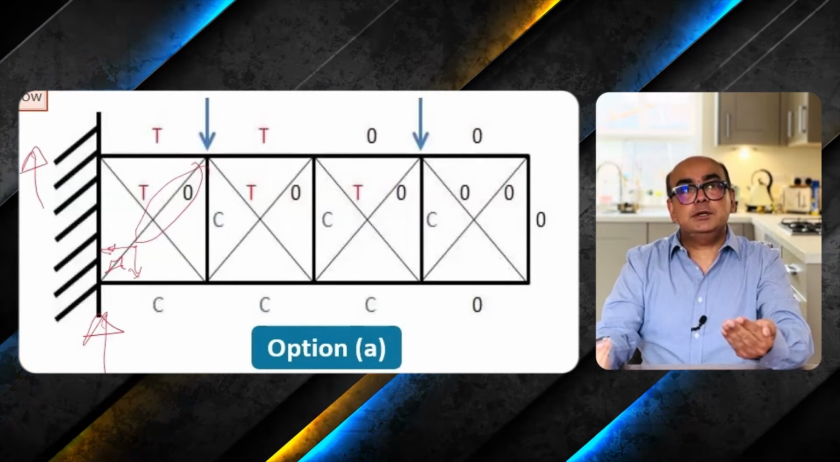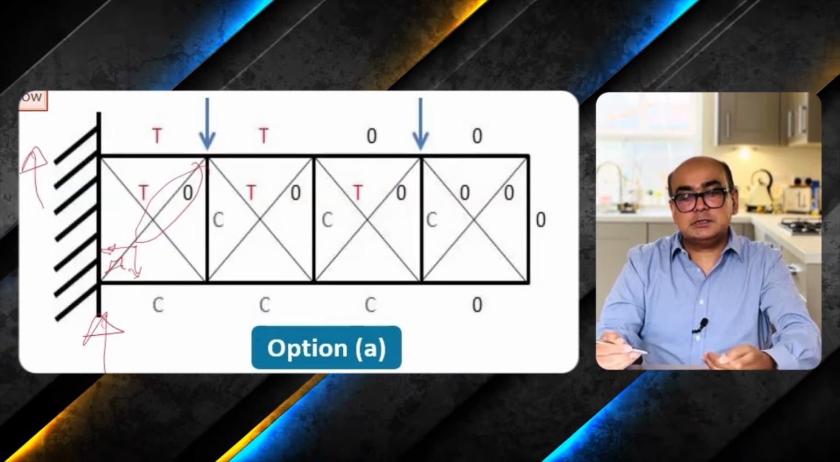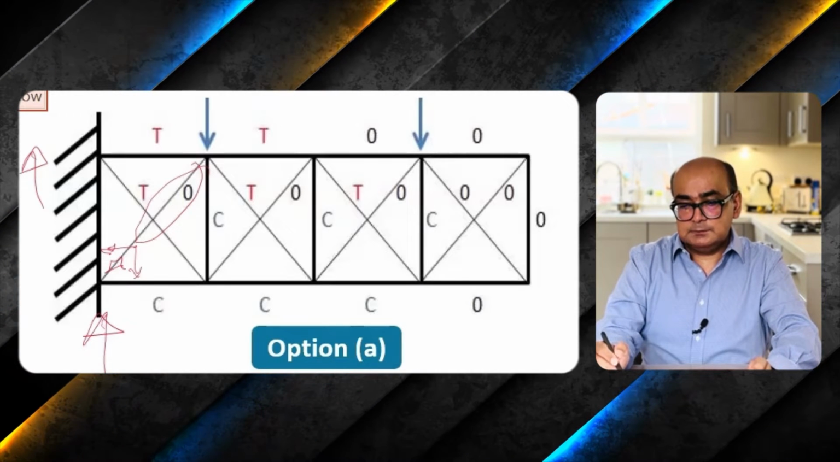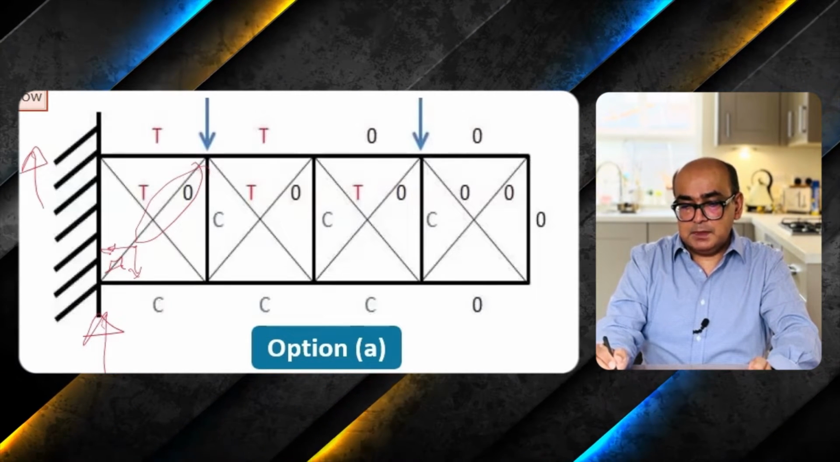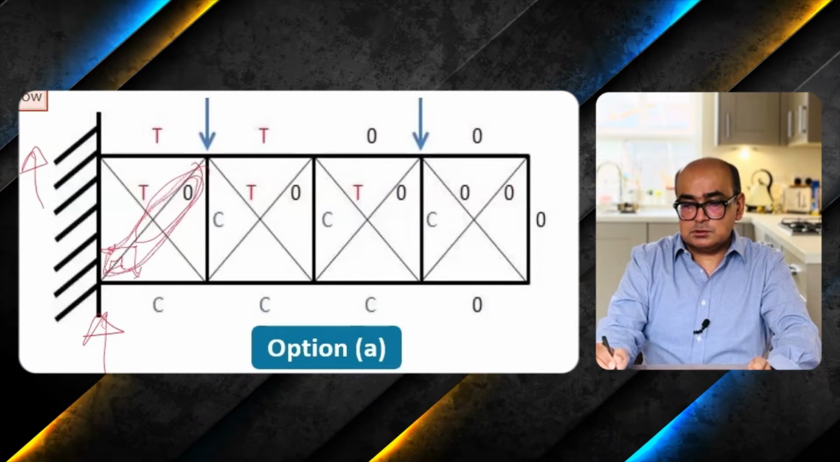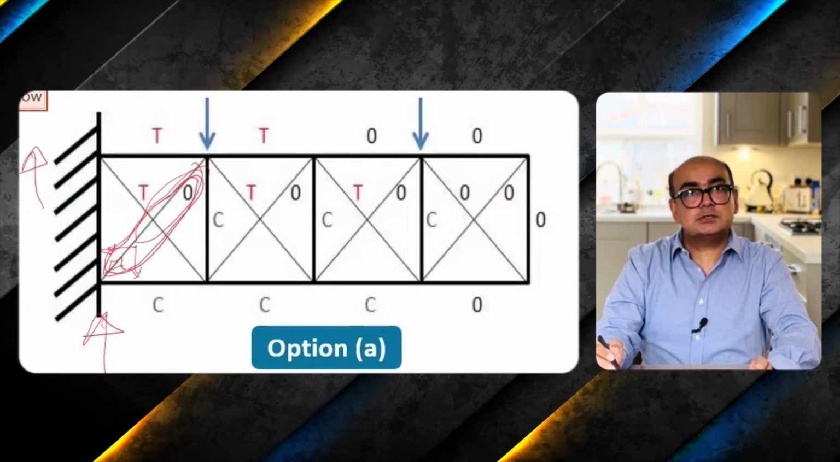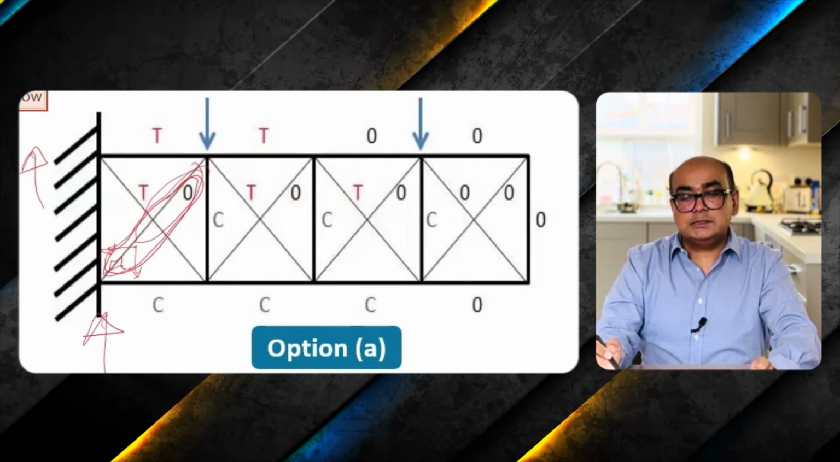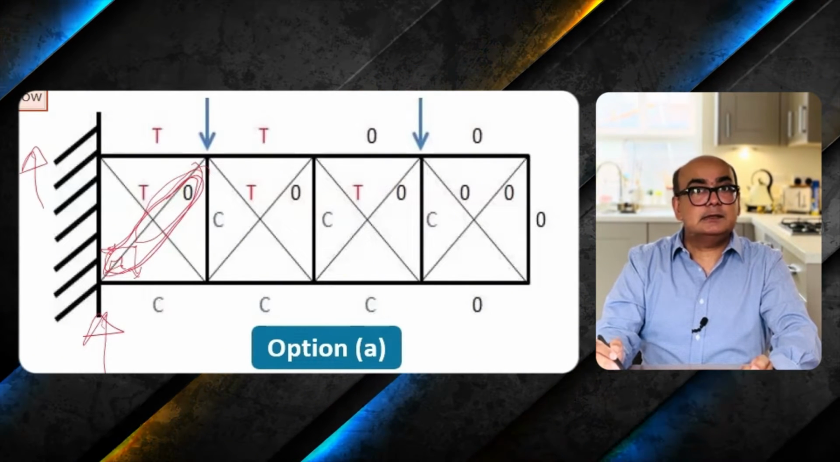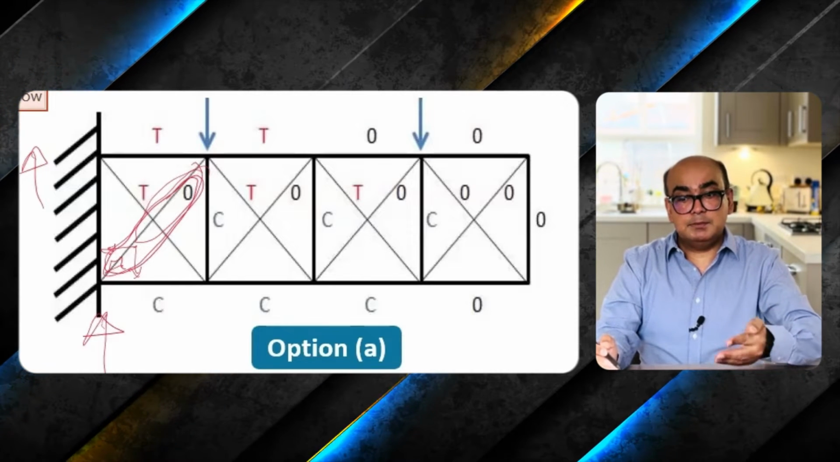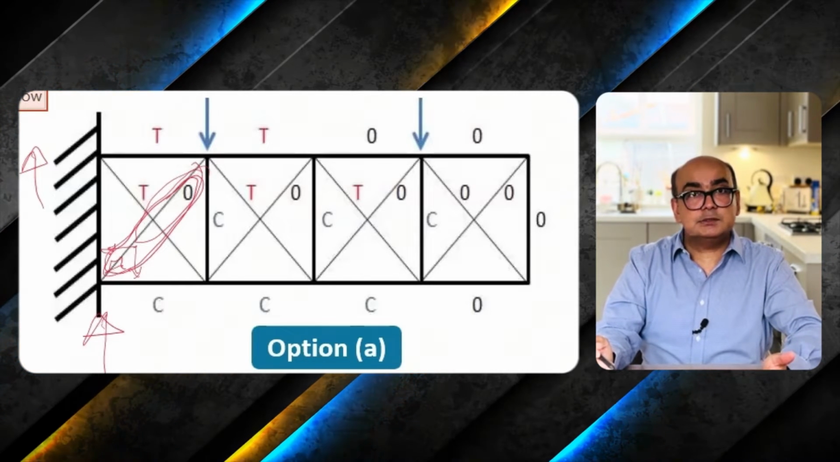When members are pointing towards the joint, then it is compression. Away from the joint, it is tension. So here, this member is being subjected to compression. When this member is being subjected to compression, then simply I can say that it's a zero force member, because these diagonals cannot take compression.